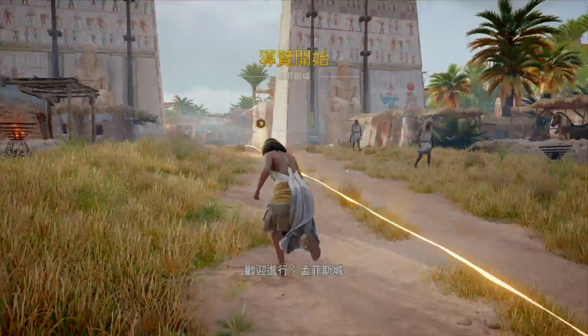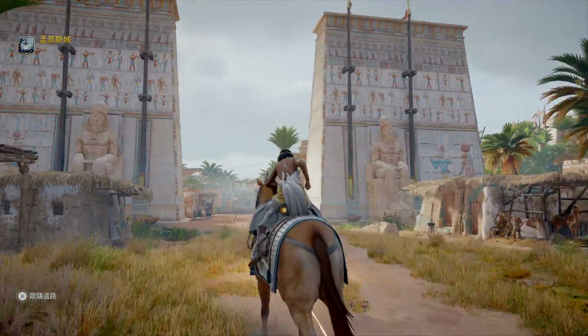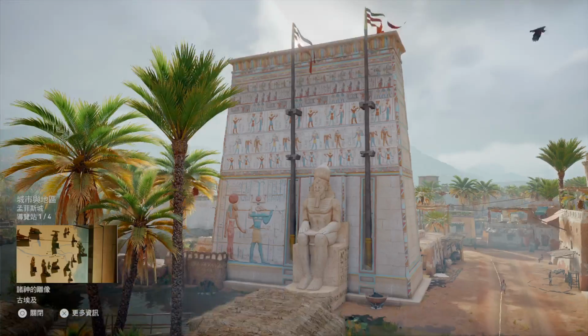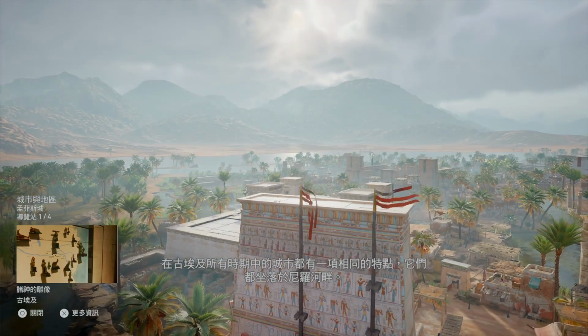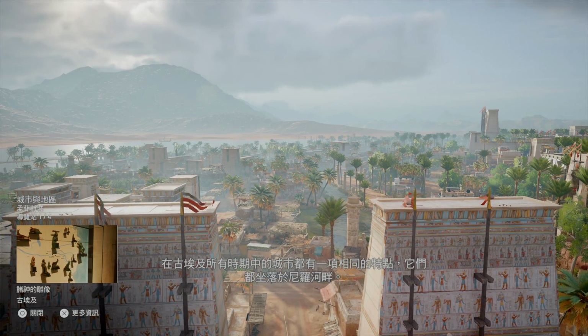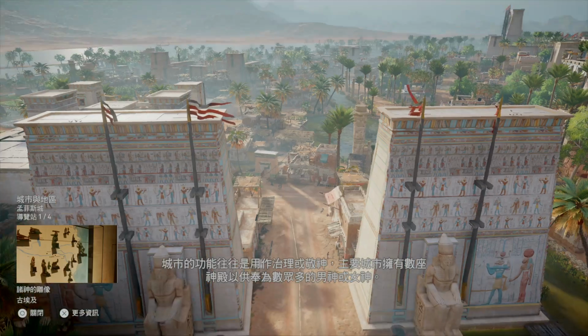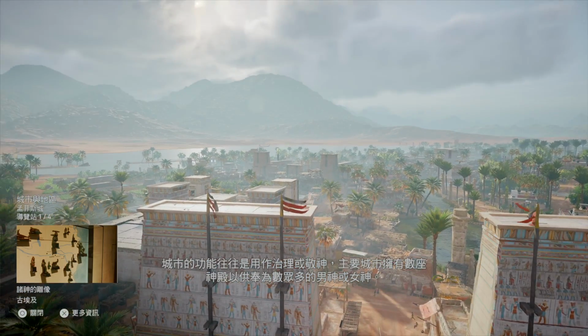Welcome to the city of Memphis. Throughout all ancient Egyptian periods, cities had one thing in common. They were situated along the Nile's shores. Cities were often designated for government or for worship.